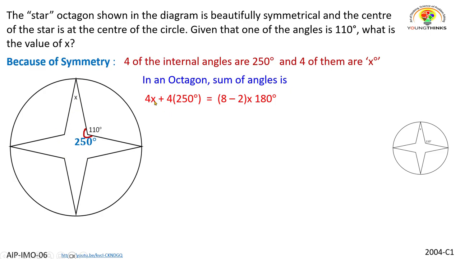So 4 times x and 4 times 250 makes an 8-sided polygon whose sum of all the internal angles is 8 minus 2 into 180. Open the brackets, you get 4x and you get 1000, and this is 1080, from which if you subtract 1000, your 4x is going to be 80 degree. And hence, x is going to be 20 degree.